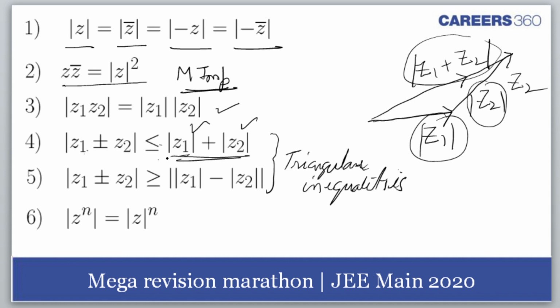So, that's how we get it. And the equality sign, when the origin, z1 and z2 are collinear, that's when we get the equality sign. Okay. Similarly, any side is greater than the difference of the other two sides. That's where we get this inequality. Okay, this is also very useful.